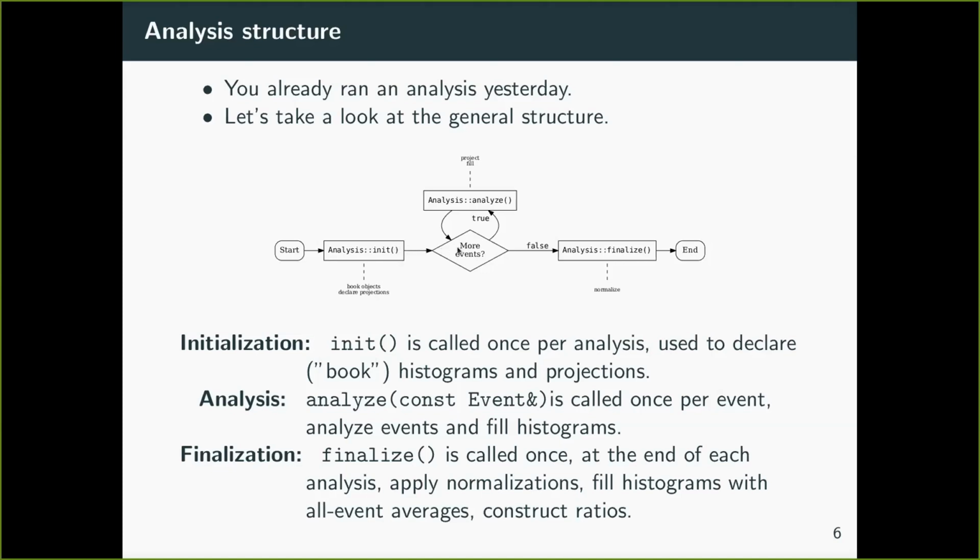Then you go to the event loop, and for each event, you call a method analyze, where you will project out all your projections, meaning that you will get access to the particles you want to look at. You will construct your observables, and you will fill histograms. You go on and on and on until there are no more events. And then finally, you will run a finalize, where you will normalize histograms, construct ratios, do all event averages and so on, and then you will output some results.